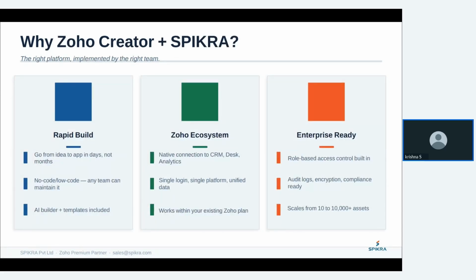Then why Zoho Creator plus Spikra? Because with Zoho Creator you can build rapidly and quickly. You get the Zoho ecosystem support, and there are already 50 plus applications you can connect with in a second. That is the Zoho ecosystem benefit, and it's enterprise ready because Zoho already has ISO and all the required certifications, so you don't need to worry about data security and safety.